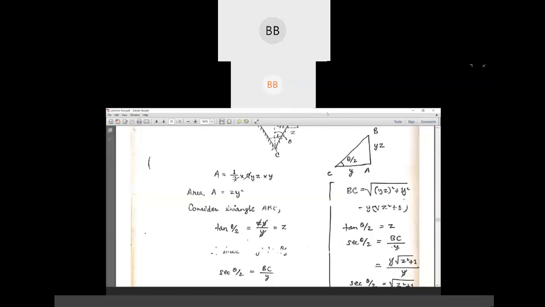Then we are going to consider tan theta. Now we are going to consider tan theta, where the angle is theta by 2. Okay, so tan theta is equal to perpendicular by base. The perpendicular is ZY. This is our perpendicular, and this is our base. So perpendicular is ZY and base is Y. So this Y will be cancelled out, and what will be left is Z. So we can directly write here tan theta by 2 is nothing but Z.